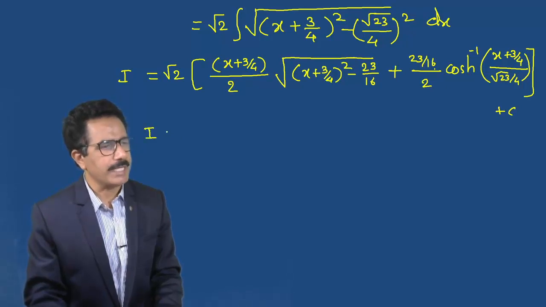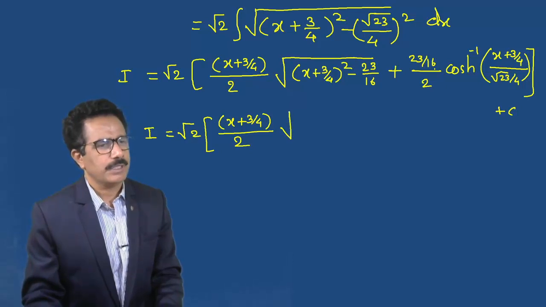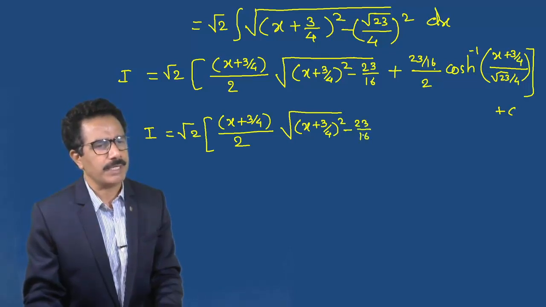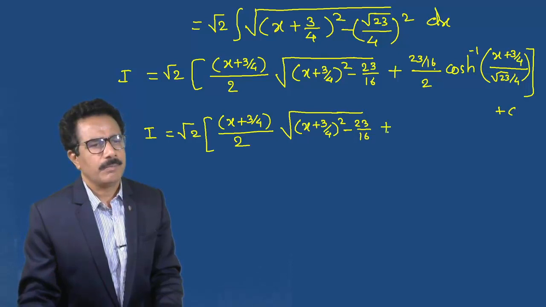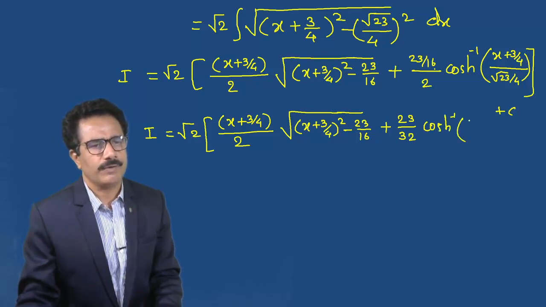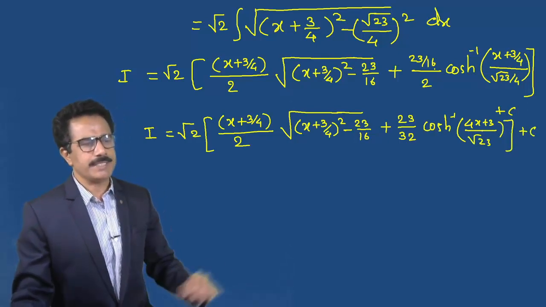So we can write I is equal to root 2 into x plus 3 by 4 divided by 2 into root of (x plus 3 by 4) bracket square minus 23 by 16, minus a square by 2 means 23 by 32 cosh inverse of 4x plus 3 divided by root 23. 4 will get cancelled, plus c.